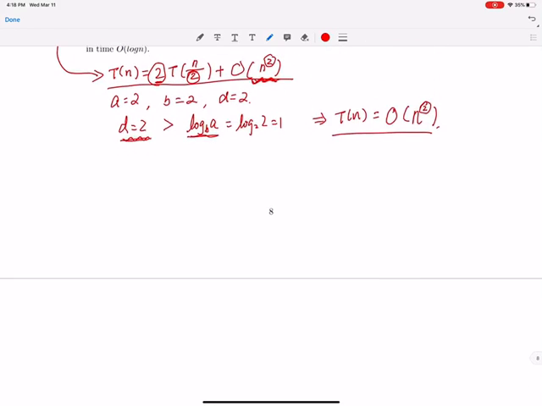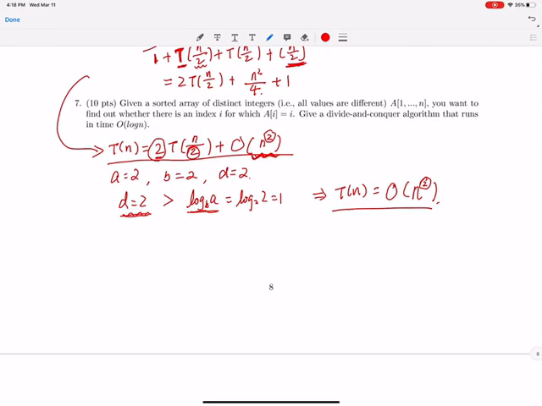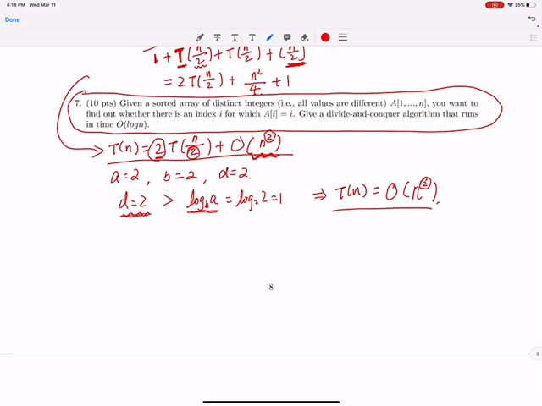Actually, I think originally I had one more problem at the very end, which I think is worthwhile to review. Given a sorted array of distinct integers, actually I think given we have so much to talk about, I'm going to skip this.